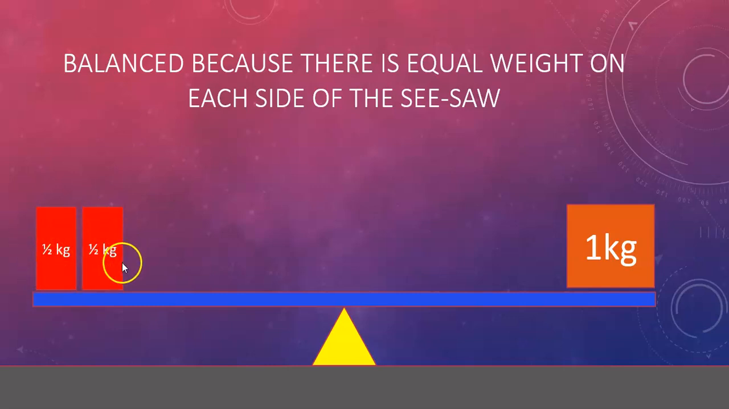But look carefully at the red blocks. What does each red block weigh? That's right. The red block equals half a kg. Half a kg plus half a kg is the same weight as 1 full kg. So 2 red blocks weigh the same as 1 orange block. Because the weight on each side of the seesaw is the same, the seesaw is in balance.